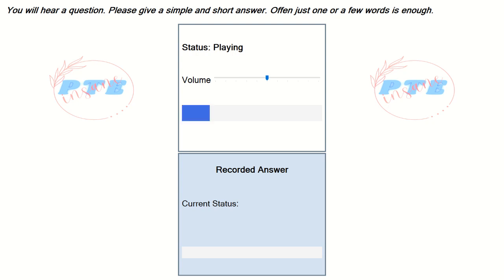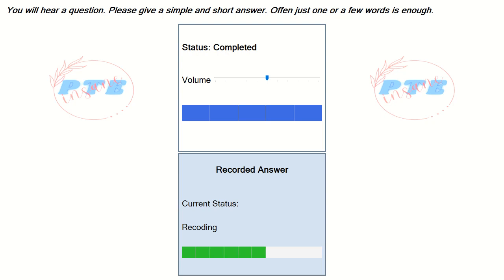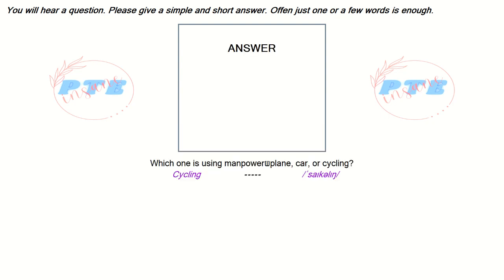Which one is using manpower: plane, car, or cycling? Cycling.